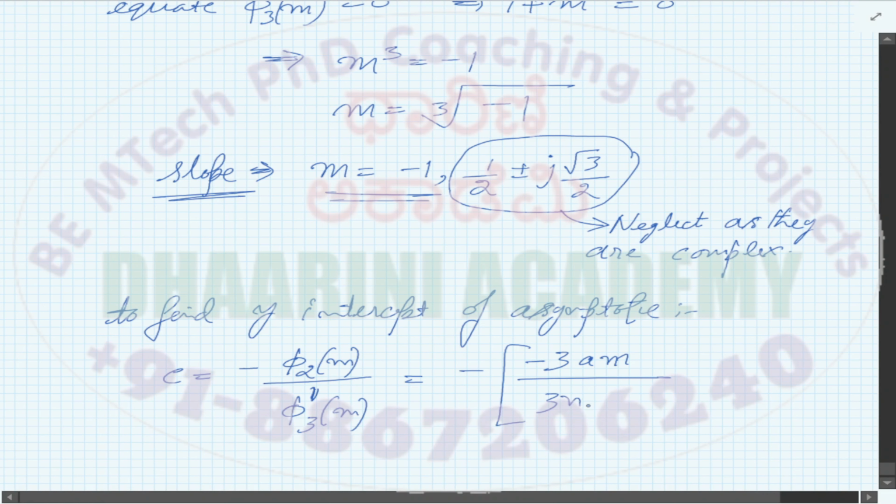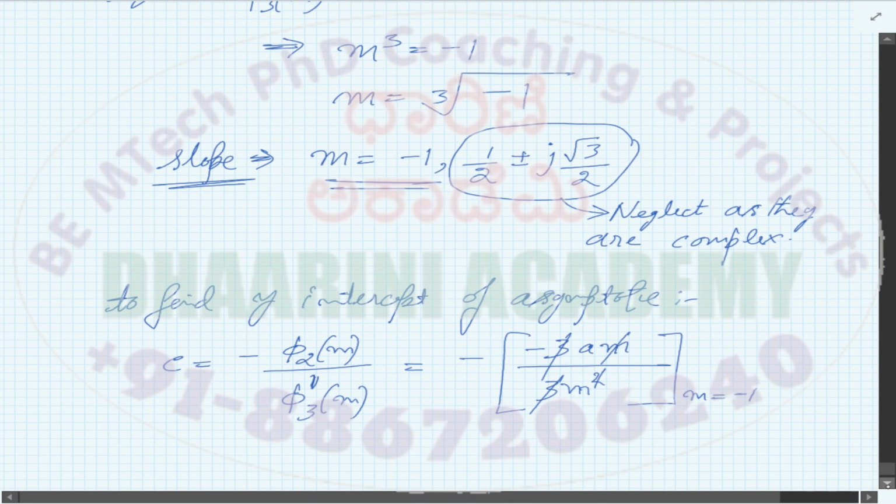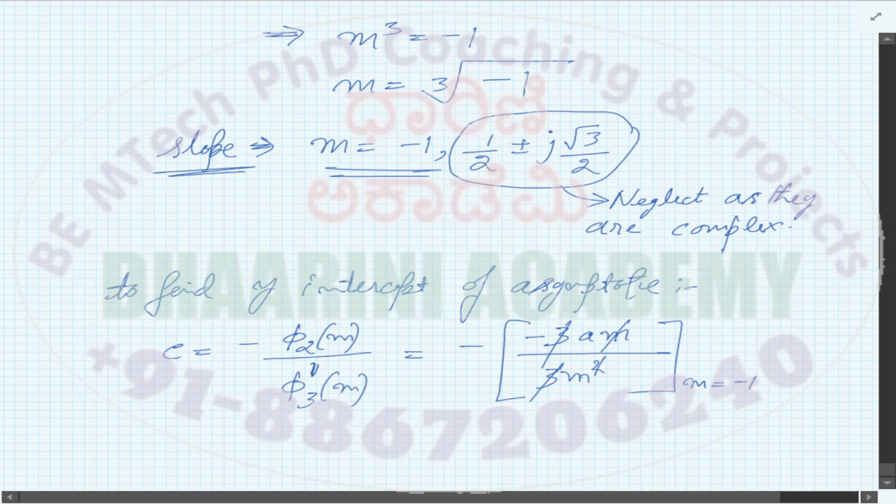So m cancels with this, 3 cancels with this, and I can put the value of m. Now m is equal to minus 1, since we calculated it previously. So this c value becomes, minus of minus cancels, a divided by m, with the value of m equal to minus 1. So this is equal to minus a. So the y-intercept is minus a.